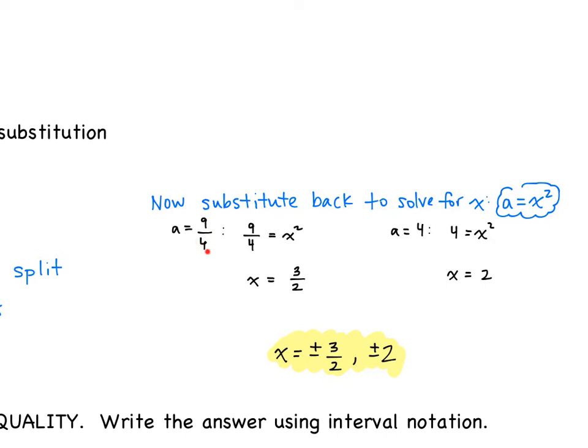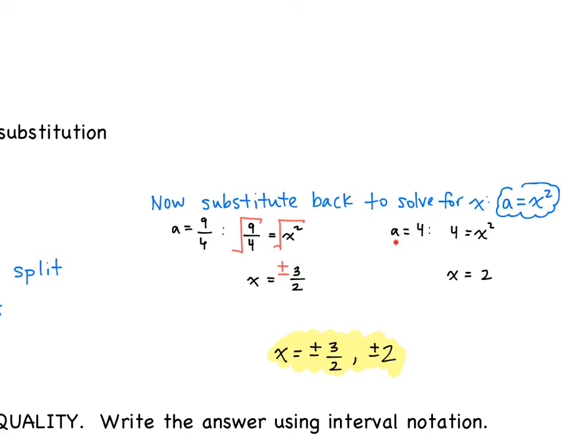So when a equals 9/4, we're really solving this equation. How do we get x by itself? Well, we just take the square root of both sides. But when we take the square root of both sides, what do we have to remember? You better tell me plus or minus. So when we take the square root of 9 over 4, square root of 9 is 3, square root of 4 is 2, and we can't forget about the plus or minus.